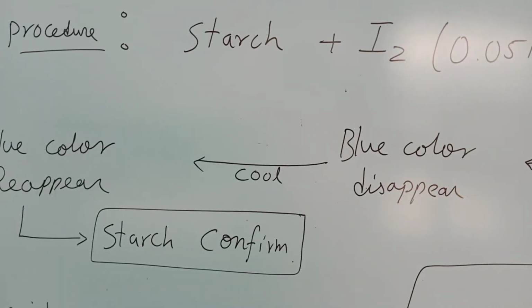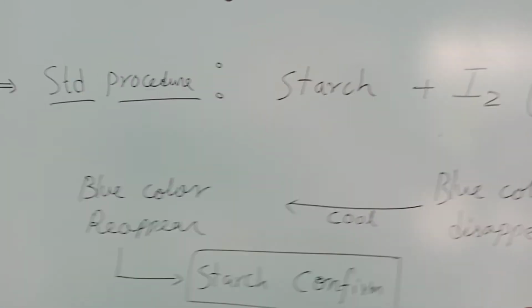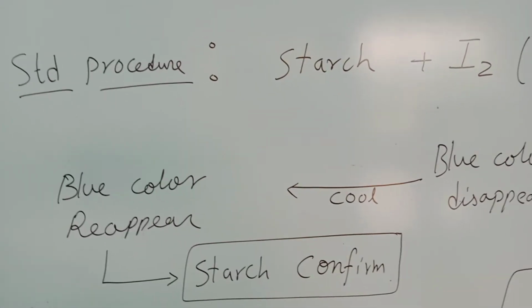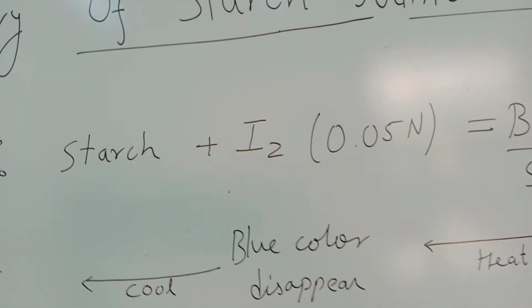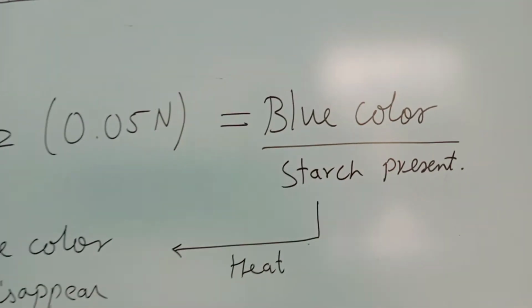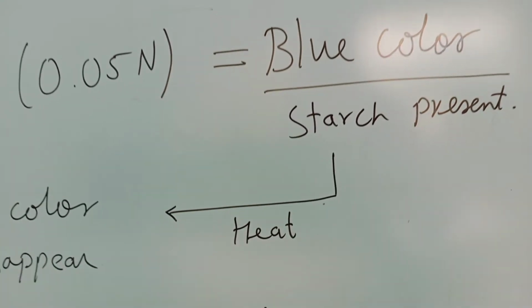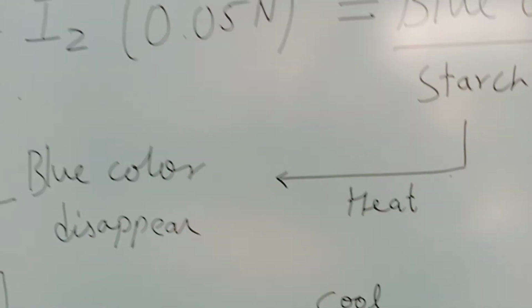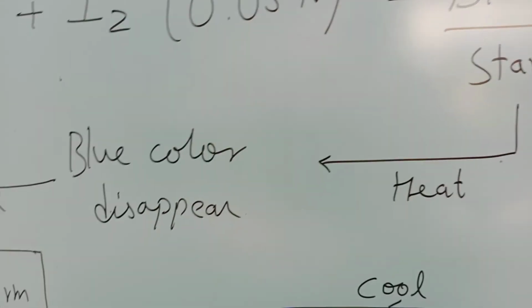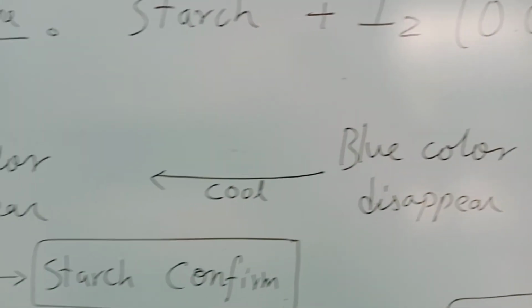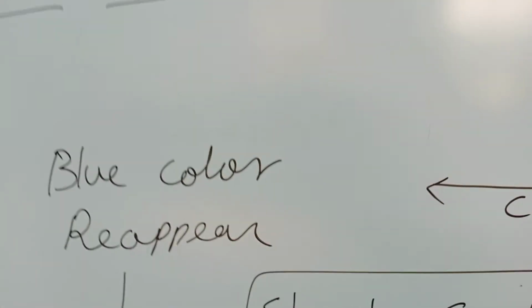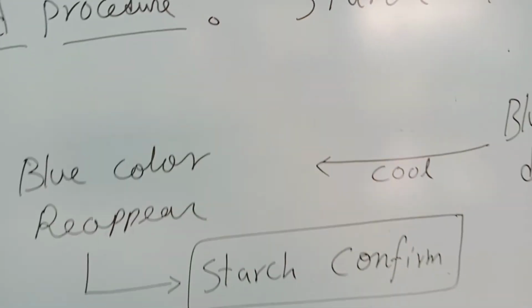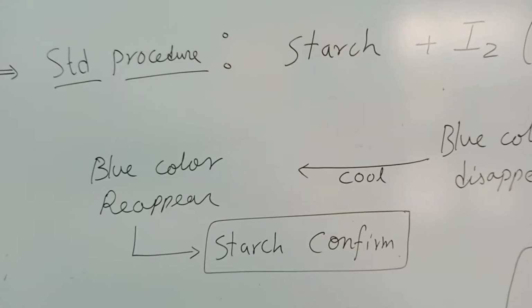So this is the basic procedure. As you can see, I have mentioned here that starch when treated with iodine gives a blue color, and this blue color, when the test tube gets heated, disappears, and the blue color again reappears upon cooling, and this ultimately confirms that our sample contains the starch. So this is the standard procedure I have discussed.